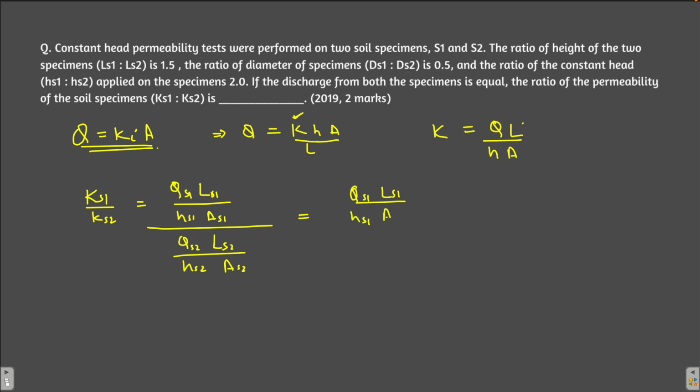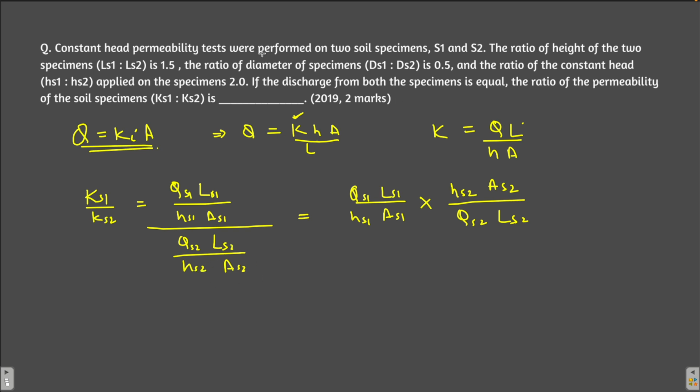HS1 AS1 into, let's flip this, so HS2 AS2 by QS2 and LS2, isn't it? Now let's see what are the things which are given to us.